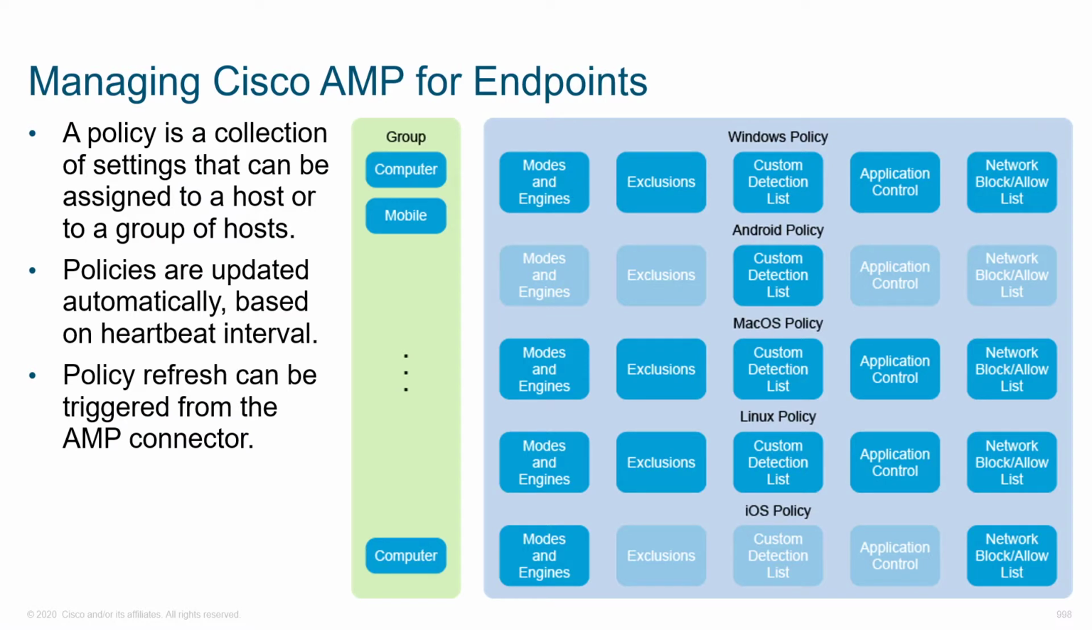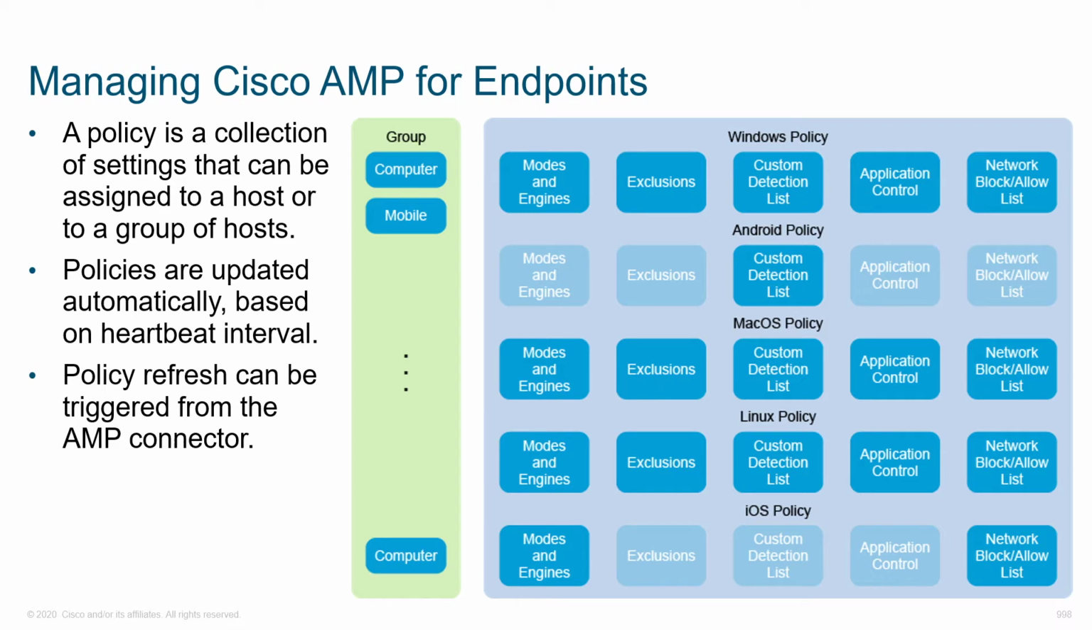So as far as managing the Cisco AMP for Endpoints, each endpoint is going to need an agent, also called a connector, that's going to be installed. Now the way that the connector behaves on your endpoint is going to be defined by a policy, and those policies are going to be based on the type of endpoint. So to the right here, you see that there are different groups. We've got computers versus mobile devices, etc.